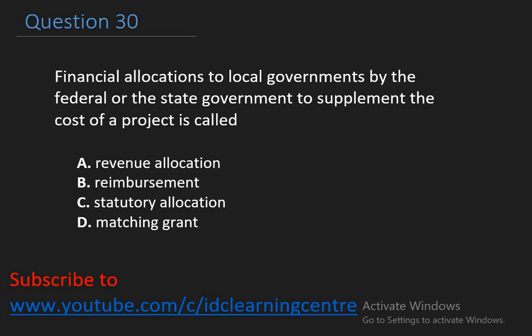Question 30. Financial allocations to local government by the federal or the state government to supplement the cost of a project is called A. revenue allocation, B. reimbursement, C. statutory allocation, D. matching grants. The right answer is D. Matching grants.